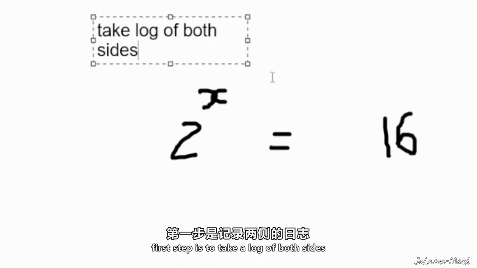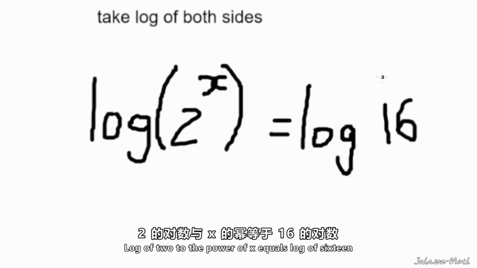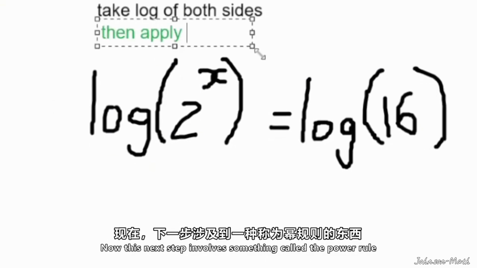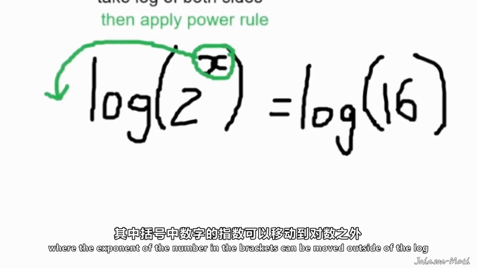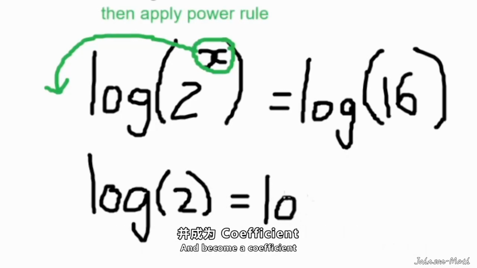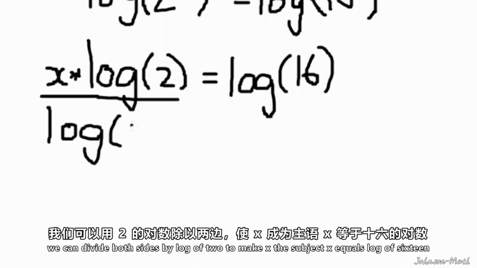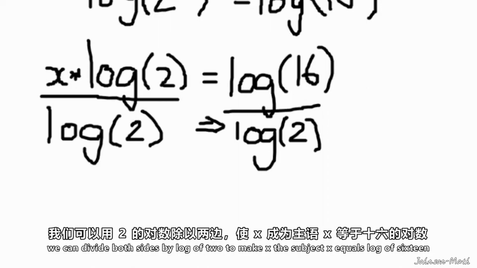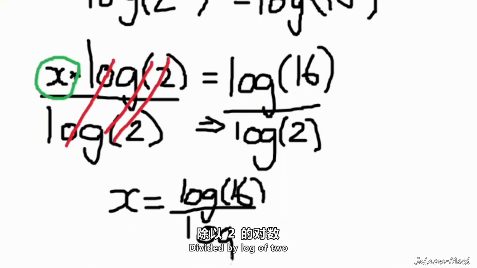First step is to take a log of both sides. Log of 2 to the power of x equals log of 16. Now this next step involves something called the power rule, where the exponent of the number in the brackets can be moved outside of the log and become a coefficient. Now that you have x times log of 2 equals log of 16, we can divide both sides by log of 2 to make x the subject. X equals log of 16 divided by log of 2.